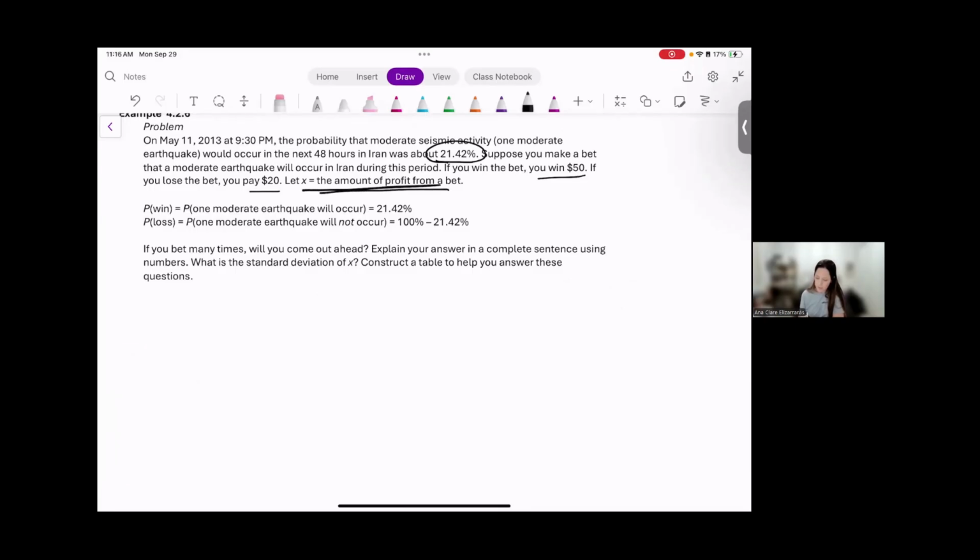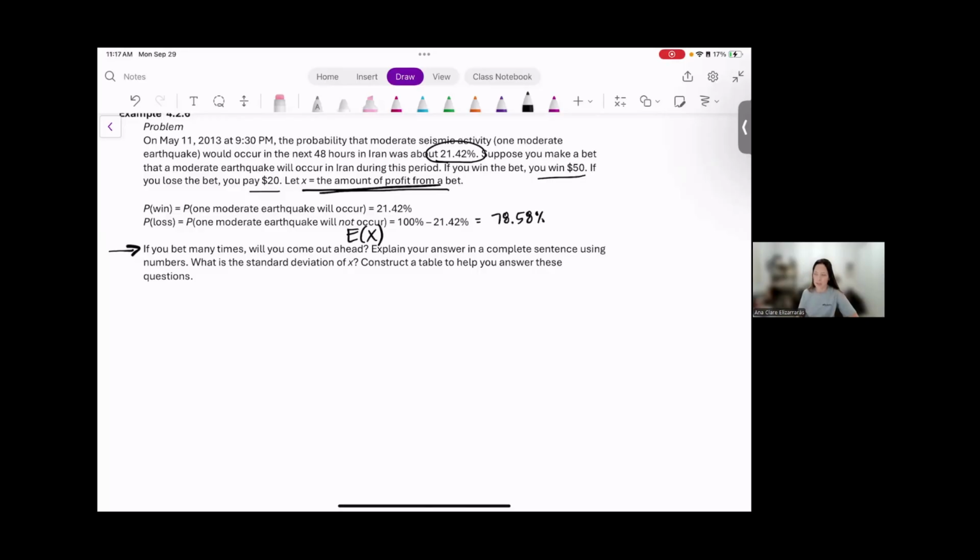The probability of winning is 21.42%. The probability of not winning is the complement, which is 100% minus 21.42%, which is 78.58%. If you bet many times, will you come out ahead? This is asking what is the expected value. Explain your answer in complete sentences using numbers. What is the standard deviation?